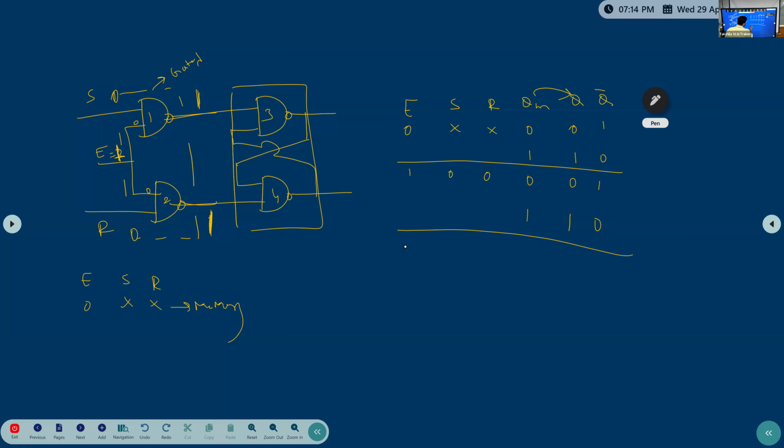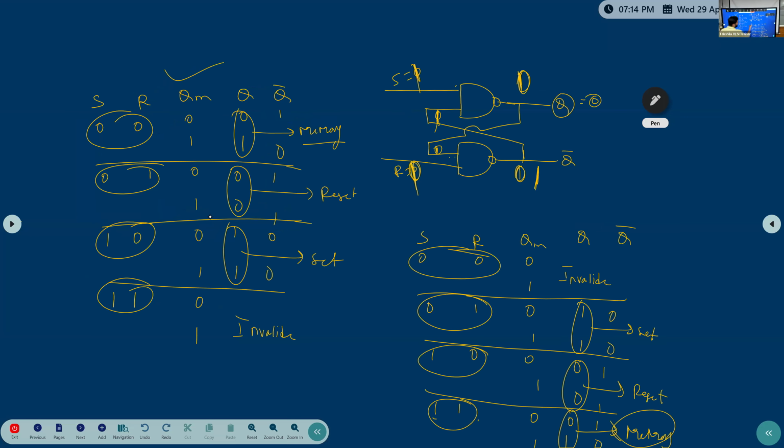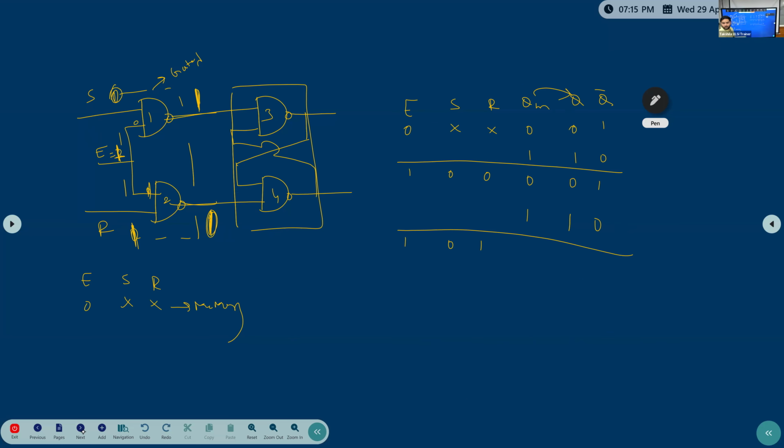Next, E is 1, S is 0, R is 1. So now S is 0, R is 1. S is 0, so output will be 1. R is 1, and enable is already 1. 1 and 1, what is the output we will get? 0 we will get. So 1 0. If I am giving 1 0 to this circuit, what is it? It is the reset state. 1 0, it is the reset state.